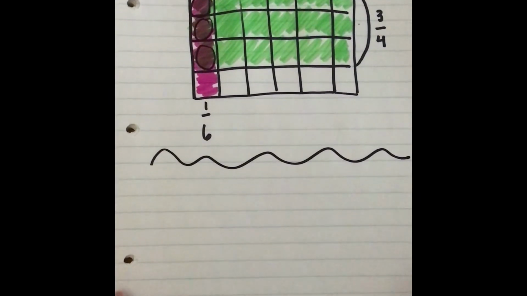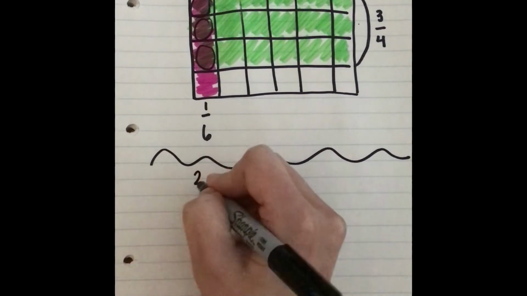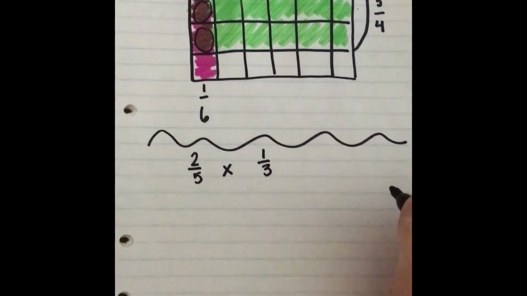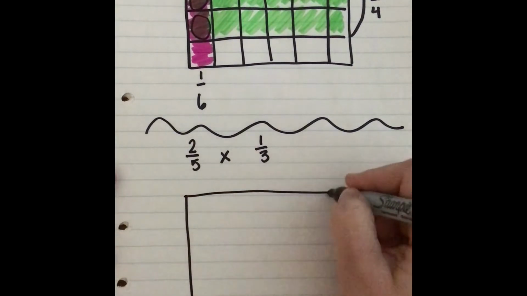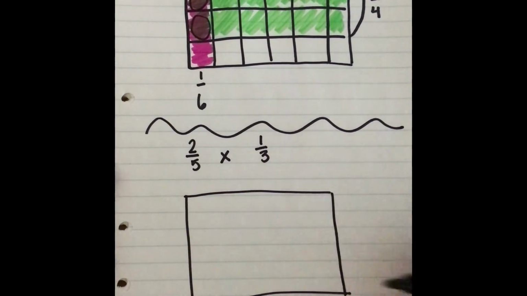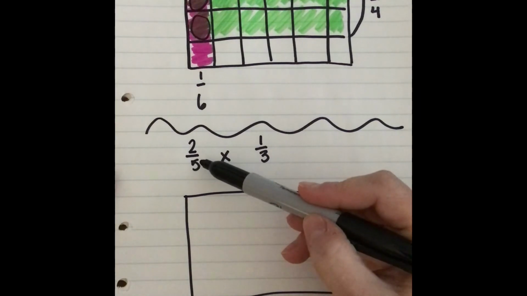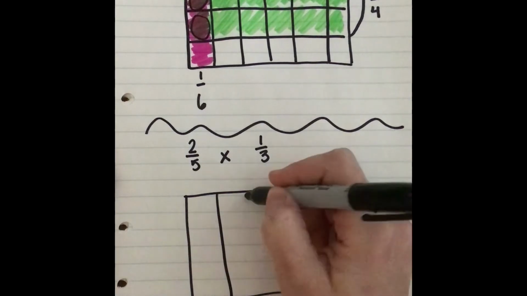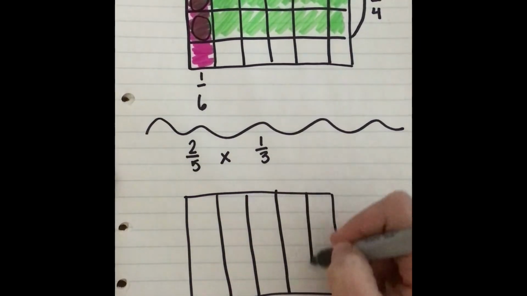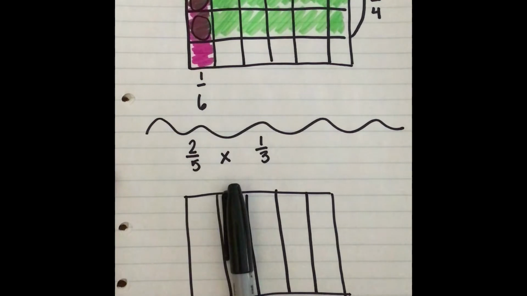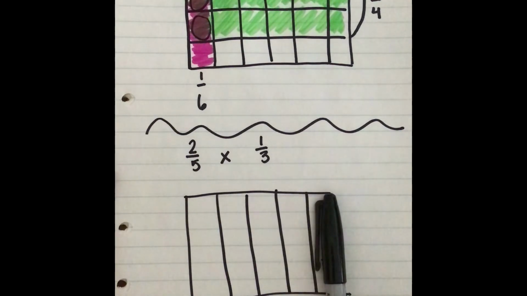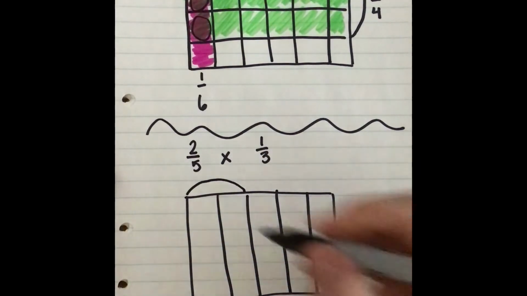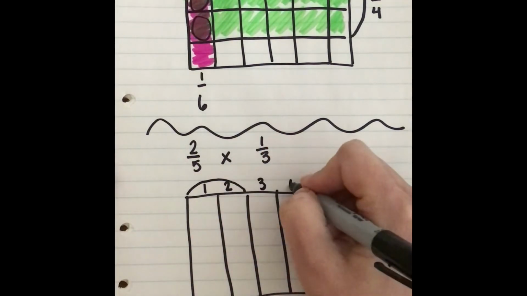Let's go ahead and do another one. Let's do 2/5 times 1/3. So I'm going to draw my box again. The 5 in our denominator spot tells me how many times I'm going to split it going vertically. So here's 1, 2, 3, 4, 5. 2/5 says I'm going to shade in 2 of these. So here's 1, 2, 3, 4, 5.